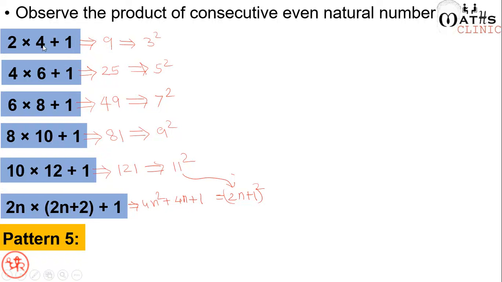अब देखिए 2 and 4 ये 2 consecutive even natural numbers हैं, उसके बीच में का odd number क्या है? 3. 4 and 6, 4, 5, 6, odd number is 5. 6, 7, 8, odd number is 7. 8, 9, 10, odd number is 9. 10, 11, 12, odd number is 11. 2n, 2n plus 1, 2n plus 2. तो इसके बीच में का odd number है 2n plus 1.